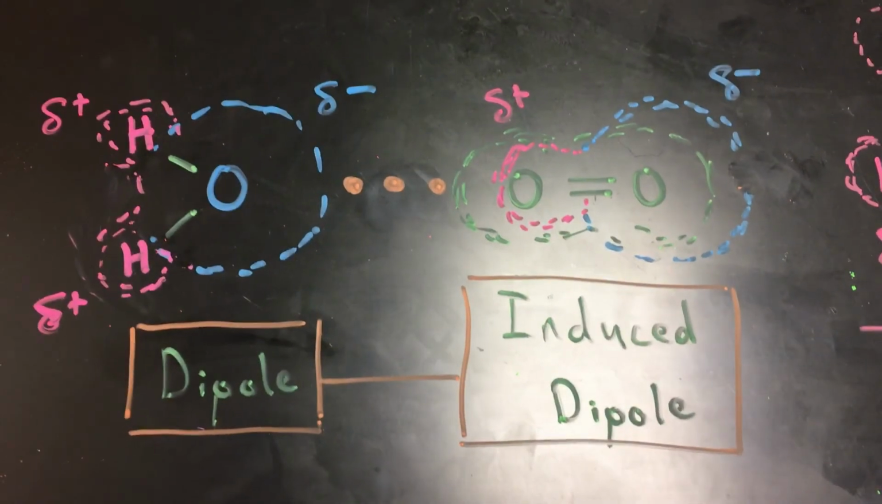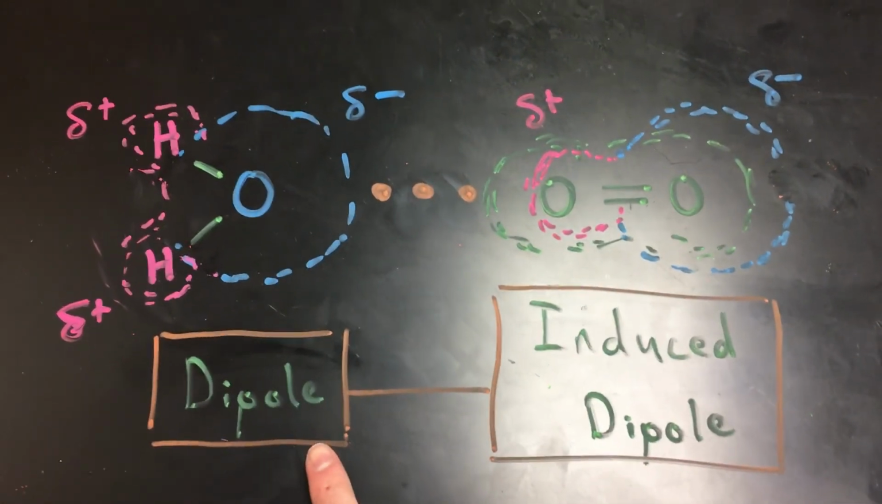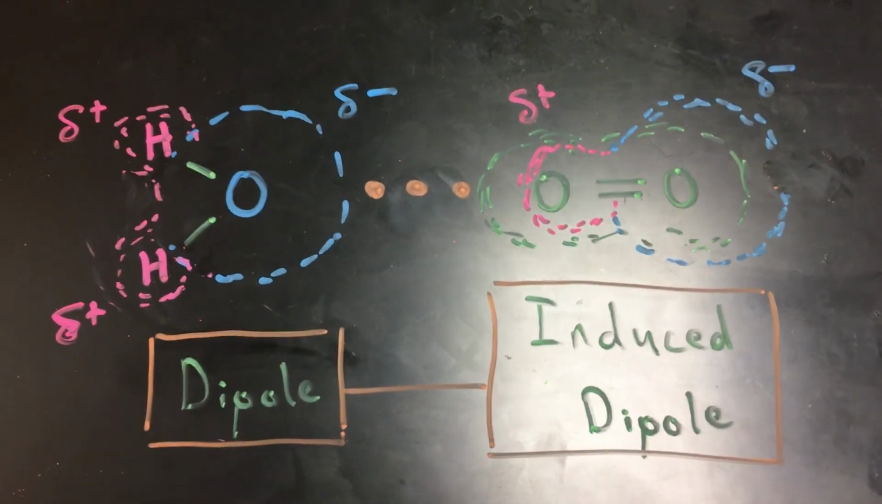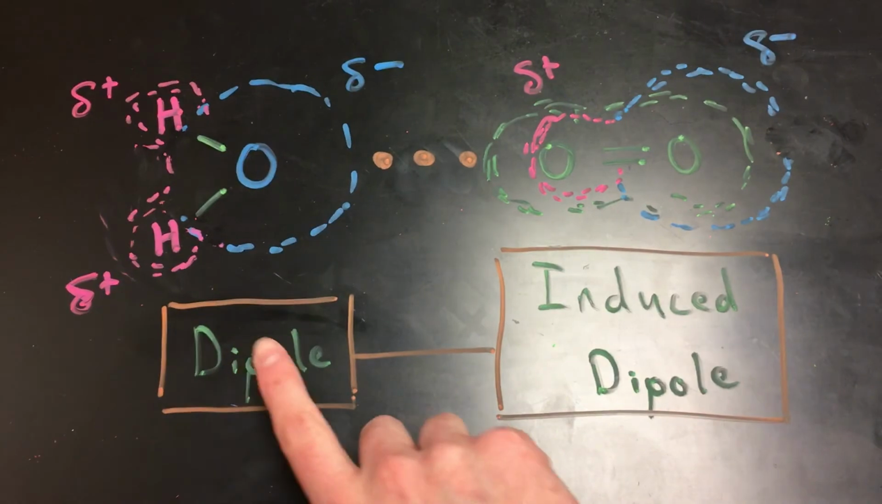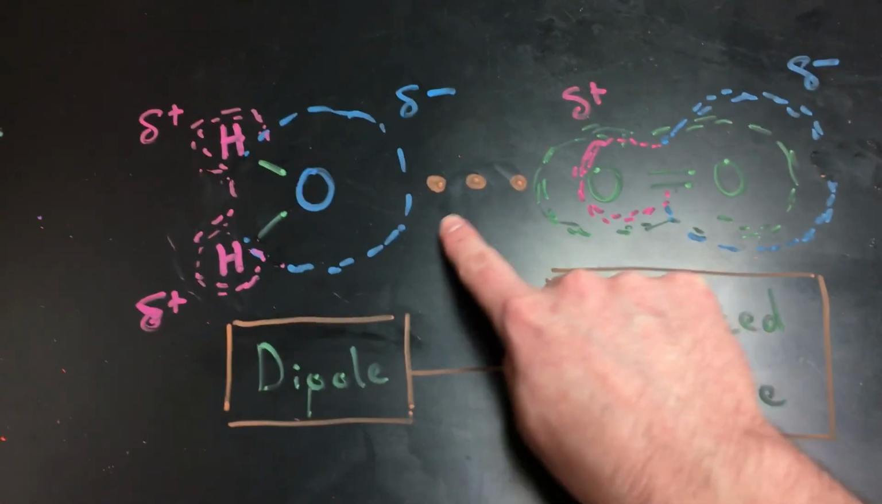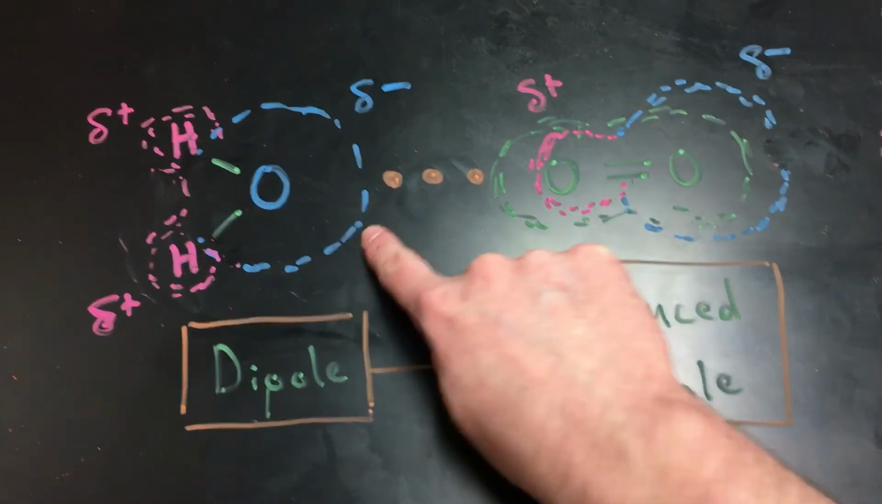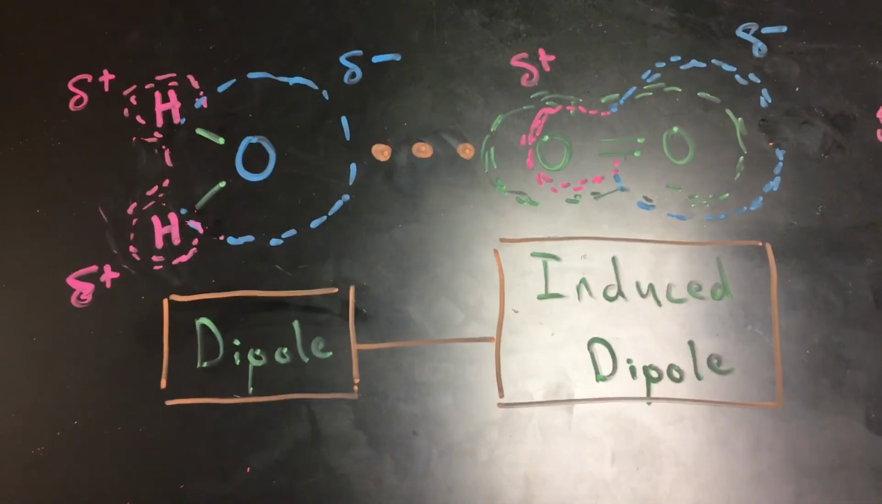In this case, since we have forced this to become a dipole using an existing permanent dipole, this is a temporarily induced dipole. So we've used a dipole to induce a dipole. Therefore, this intermolecular force, this intermolecular attraction between these two molecules, is called a dipole-induced dipole intermolecular force.